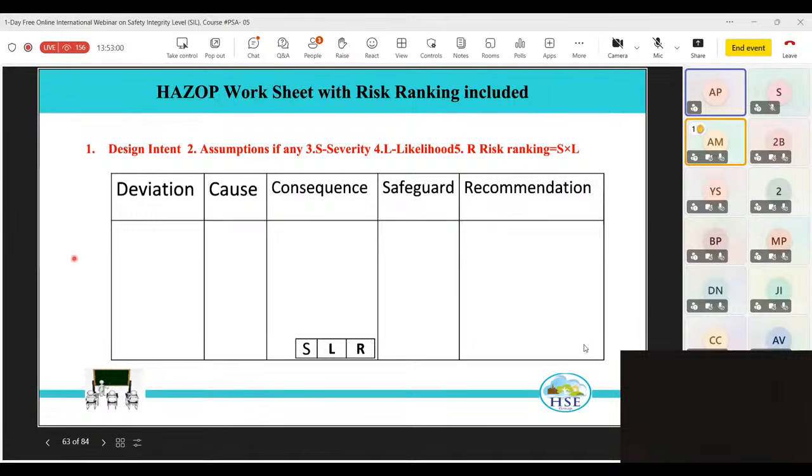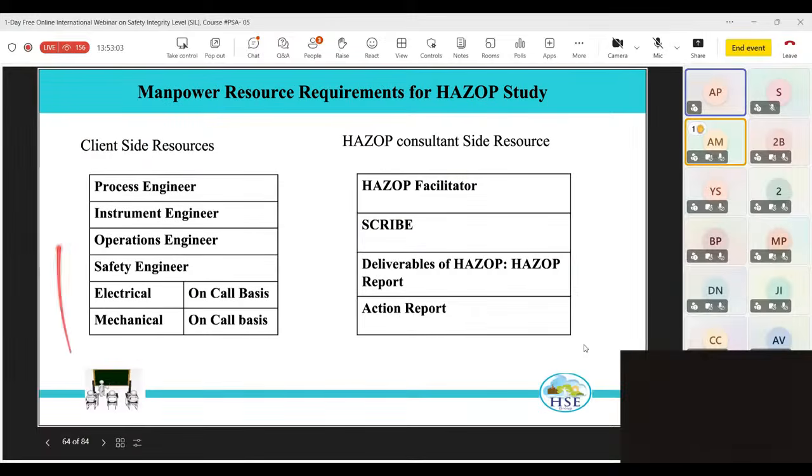Now let us understand the work process. Next slide, please. These are the typical resources required from the client side. Suppose there is a refinery, then the refinery people will make this kind of resources available to the HAZOP chairman. Normally for HAZOP, an independent person is called in to conduct the HAZOP. An independent, knowledgeable person who has sufficient experience, say 15 or 20 years in process design, operations, or things like that, would be called.